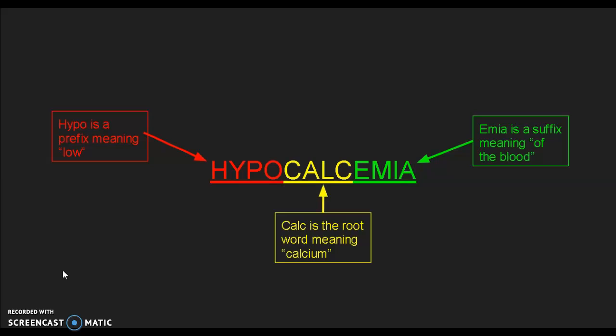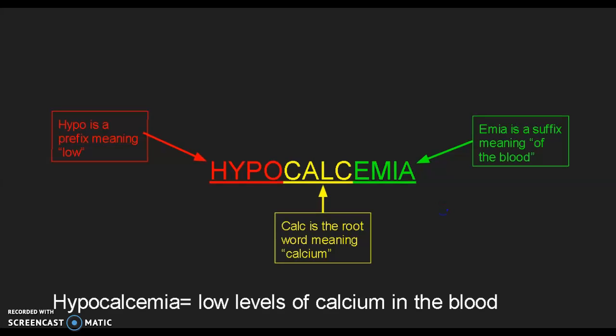Calc, C-A-L-C, is the root meaning calcium. And then emia is the suffix, meaning of the blood. So if we put these parts of the word together, we can come up with the definition for hypocalcemia. And hypocalcemia means low levels of calcium in the blood.